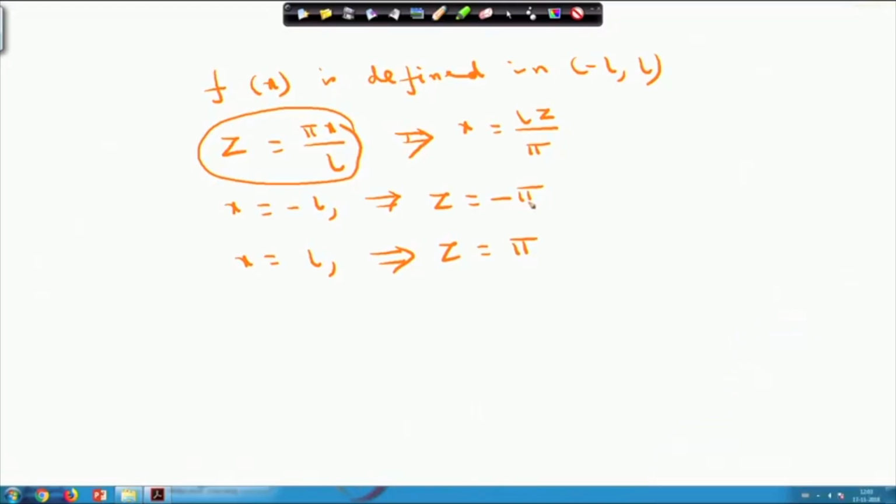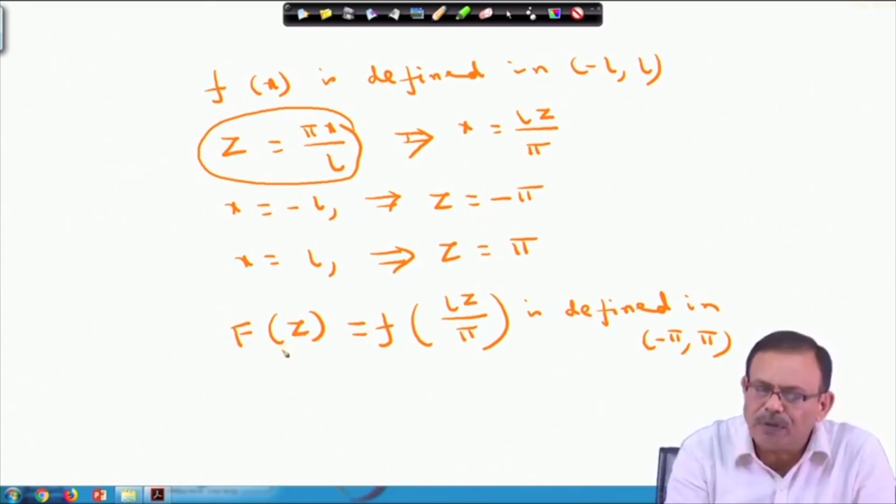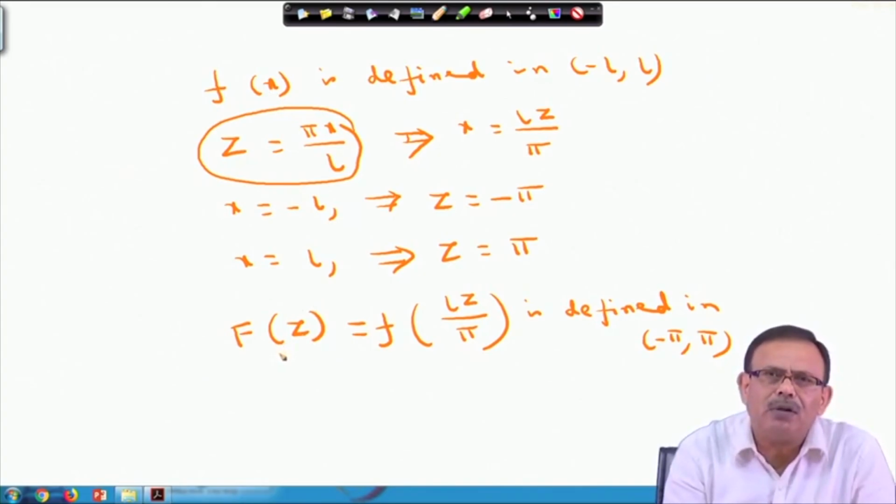So now I can say that I am creating a new function F(z), which I define as f of L z by pi, which is nothing but the function of x equals L z by pi, and it is now defined in minus pi to pi. Once it is defined in minus pi to pi, I can expand capital F(z) in terms of Fourier series, because I know the Fourier series of a function f(x) in minus pi to pi.